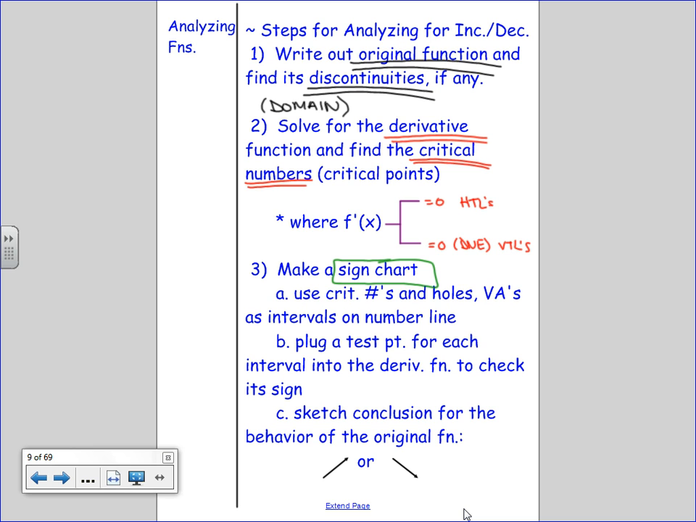So 1, find discontinuities. 2, find critical numbers, first derivative. 3, sign chart. And I'm giving you step by step, literally. Some of you want this. Test those intervals. Figure out the signs of the derivative. Make a conclusion, increasing or decreasing, about the original from that.